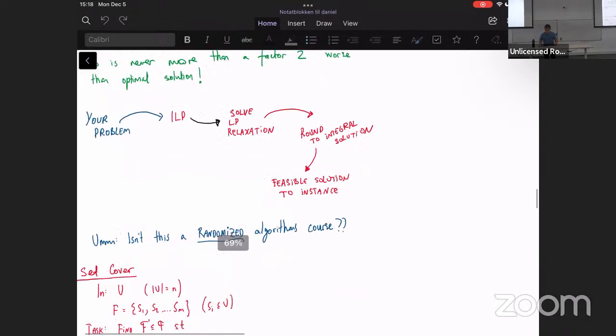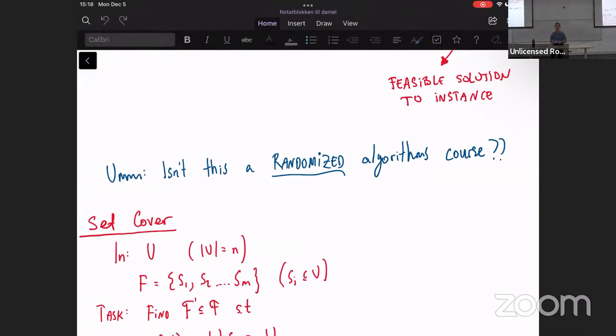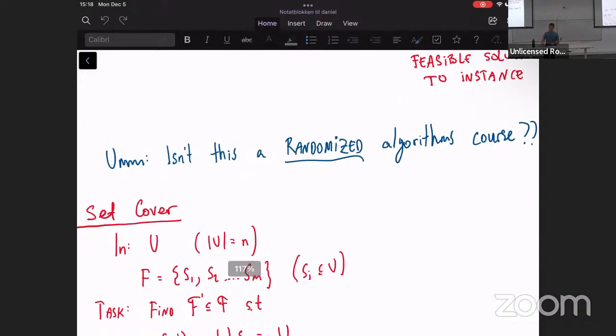Okay, now here's a question. Wasn't this a randomized algorithms course, right? And I haven't told you anything randomized. And now let's move to the randomized part and look at the set cover problem.